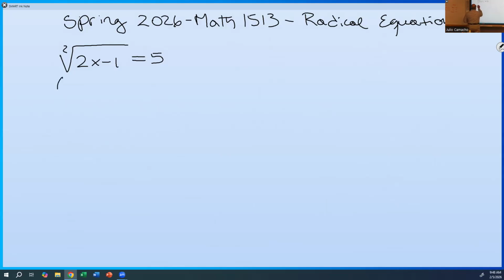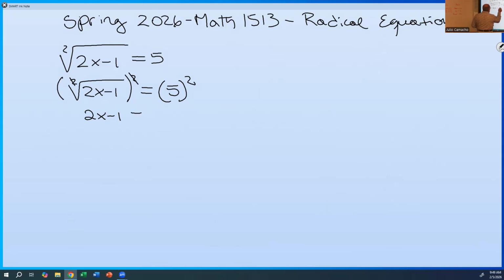So because it's the square root, I put my parentheses and I put the square root of 2x minus 1, close parenthesis, equals open parenthesis 5, close parenthesis, to the second power. So now, what will be the next step? The next step is to cancel the power of 2 on the parentheses, which will cancel the index 2, and I have now that 2x minus 1 is equal to 25, because 5 to the second power is 25.